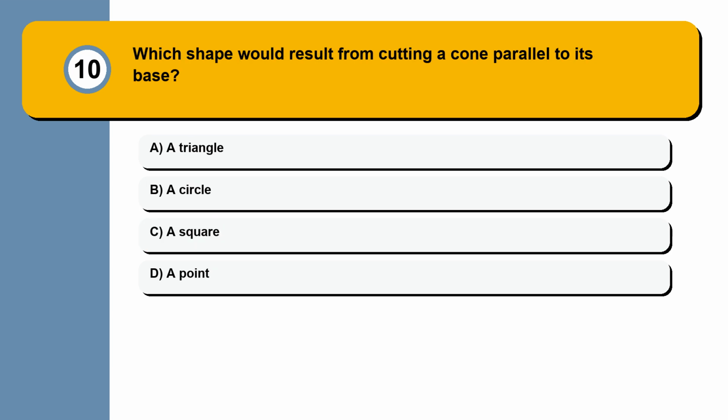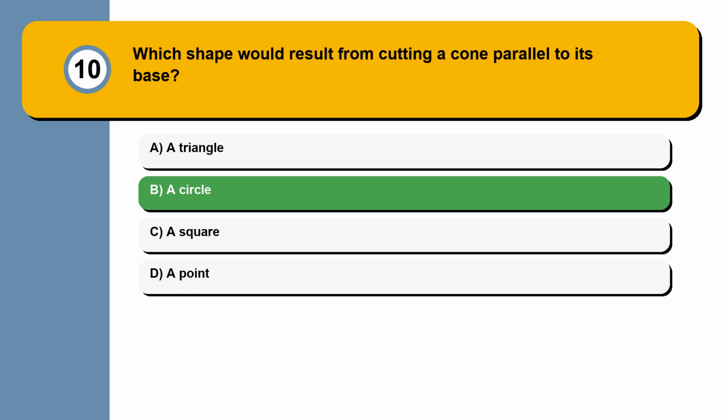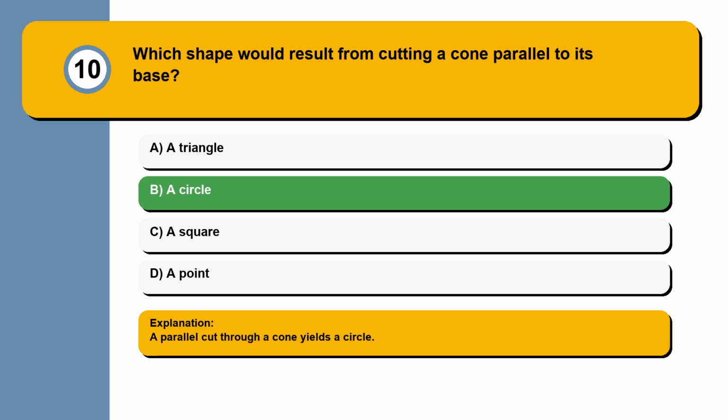Question 10. Which shape would result from cutting a cone parallel to its base? A triangle, a circle, a square, a point. A parallel cut through a cone yields a circle.